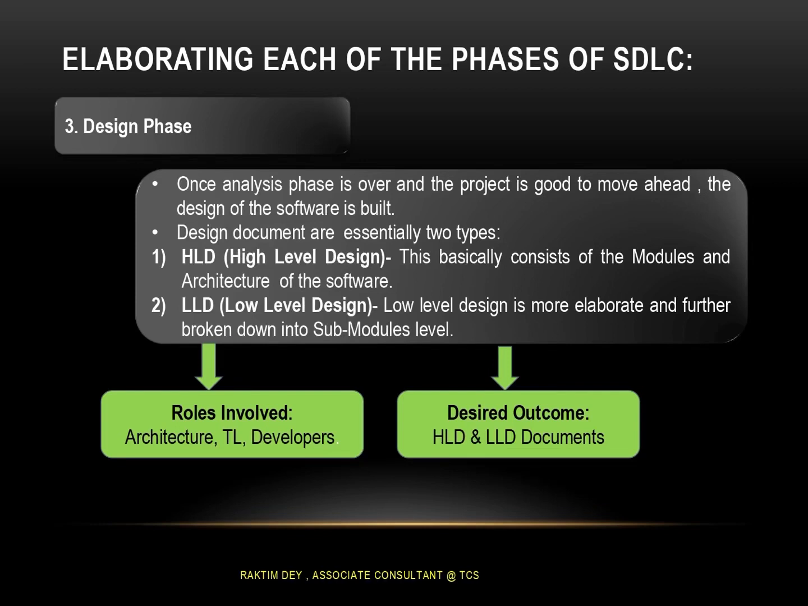Now the third phase of the SDLC is the design phase. Once the analysis phase is over and the project is good to move ahead, the design of the software is built. Design documents are of two types, high level design and low level design. High level design basically consists of the modules and architecture of the software, whereas low level design is more elaborate and further broken down to sub-module level. Roles involved: architect, TL, developers, and the desired outcome is the high level design document and low level design document.